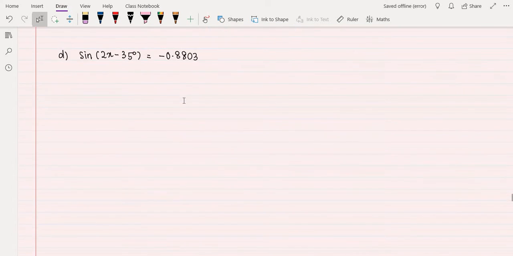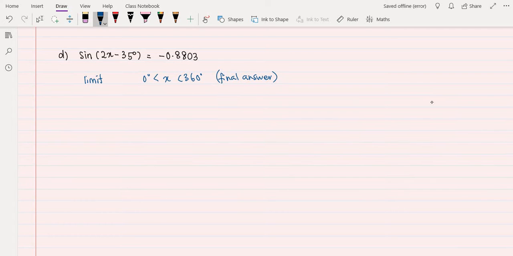Okay, let's take a look at question D. You are given sine of 2x minus 35 degrees is equal to negative 0.8803. Again, we just check our limit. So we are given x between 0 and 360 degrees for our final answer.